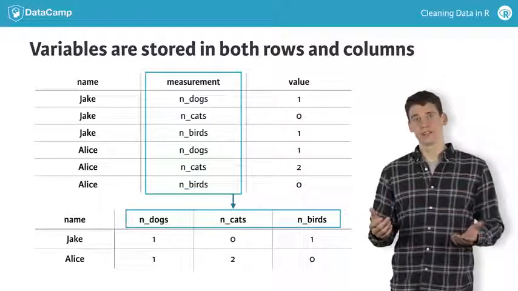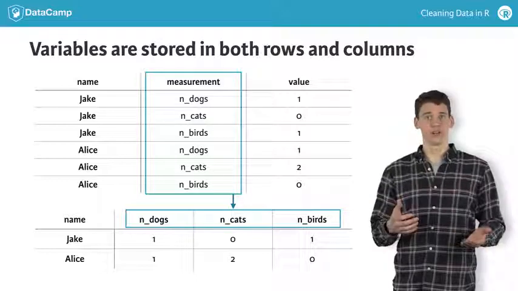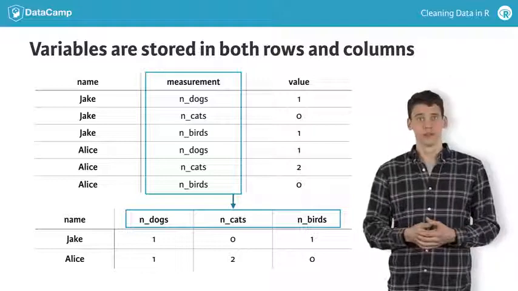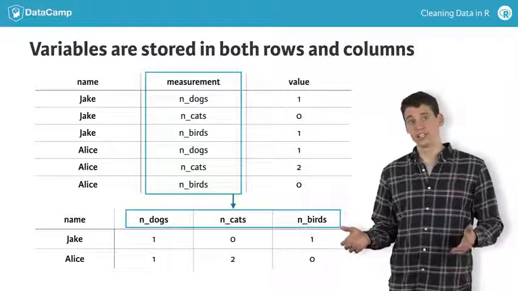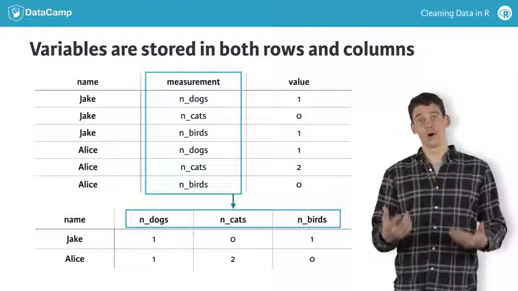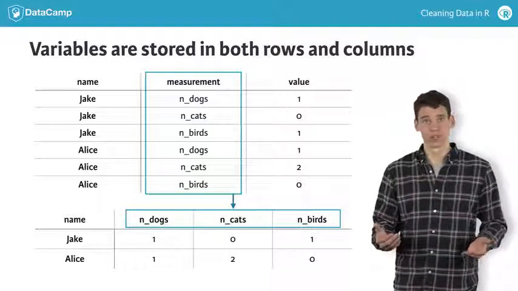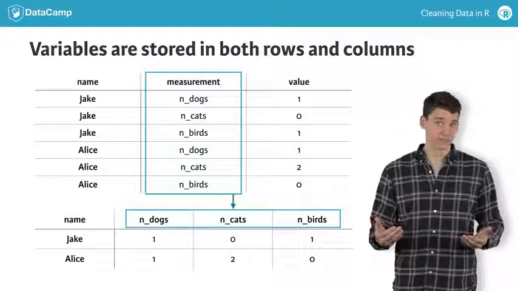So prior to making the adjustment, we have variables represented in both rows and columns. But after the adjustment, each column represents exactly one variable. As you may have guessed, this result could be achieved by using the spread function from tidyr.